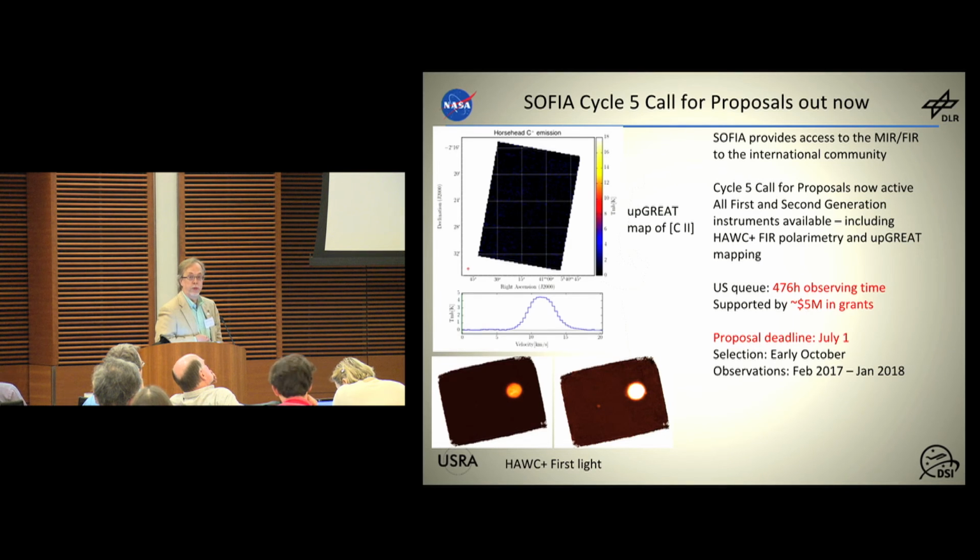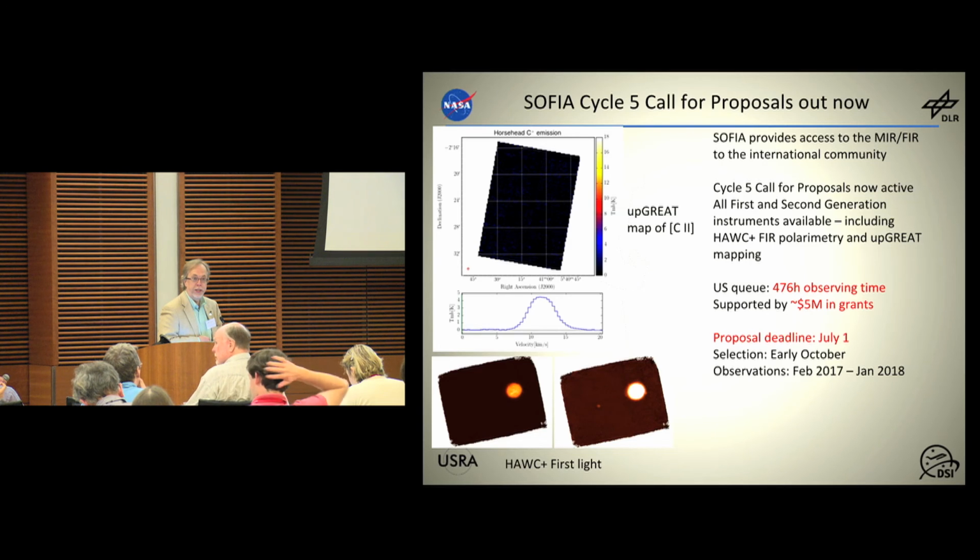For this community in particular, I will point out that HAWC+ will provide us with far infrared polarimetry at very high spatial resolution. And the upGREAT array is a very fast mapper of, for instance, Carbon Plus and Oxygen 1. So again, SOFIA proposals, please. And if you have any questions, let me know. Thanks.